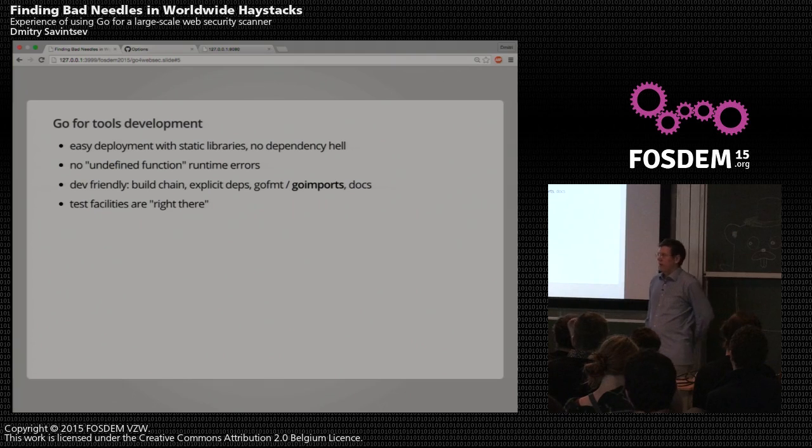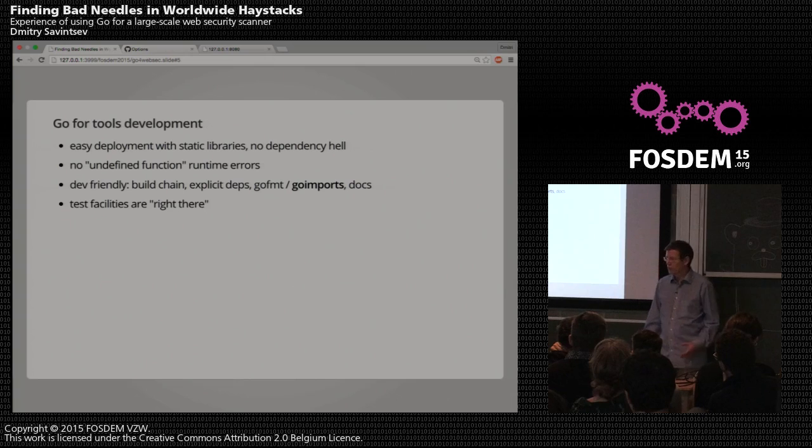Well, I really got to like Go. If you've seen Andrew's talk on why he liked Go, a lot of those things apply to me as well, starting from go fmt, which was a revelation. That's exactly how it should work, especially for tools development, and not just for ops. The advantage is that it's easy to deploy with static libraries. You don't have dependency hell. There are usually fewer runtime errors, like undefined functions or undefined symbols.